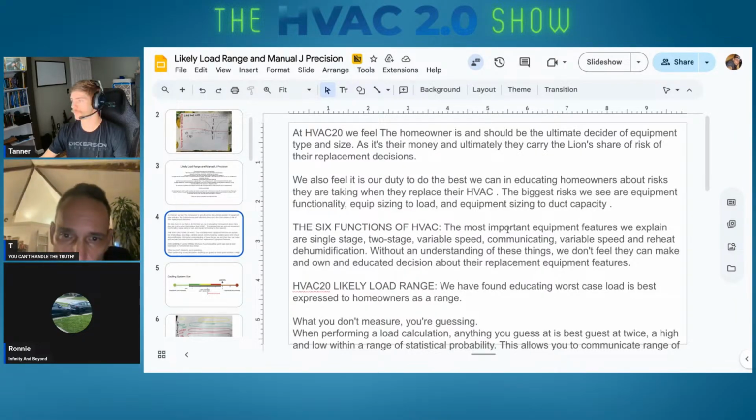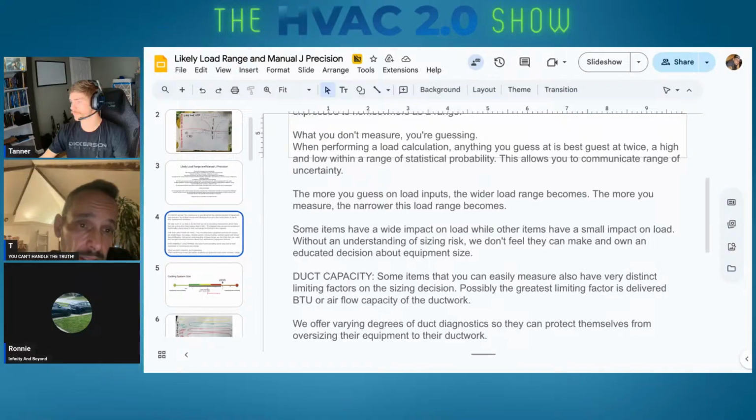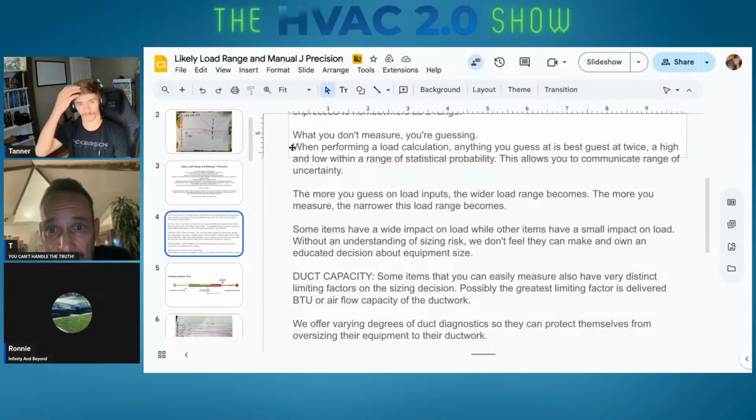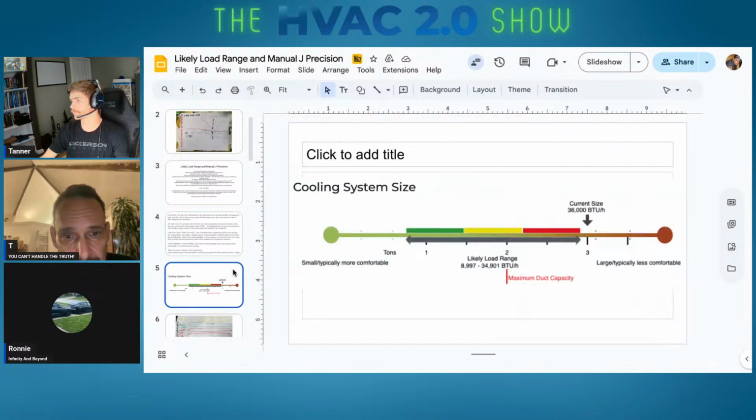The most important equipment features we explain, and then likely load range, educating, and then again, what you don't measure, you're guessing. When performing a load calculation, anything you guess at is best guessed at twice. A high and a low within a range of statistical probability. So if you see a 2,000 square foot house, you want to say, typically what we're seeing with these houses is a load within this range.